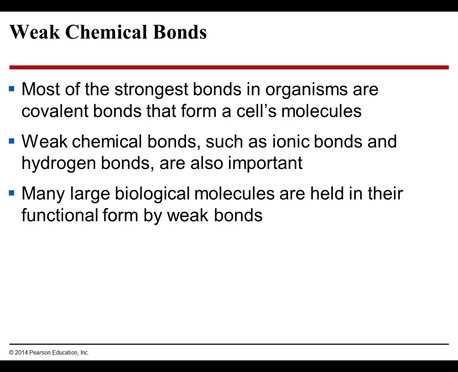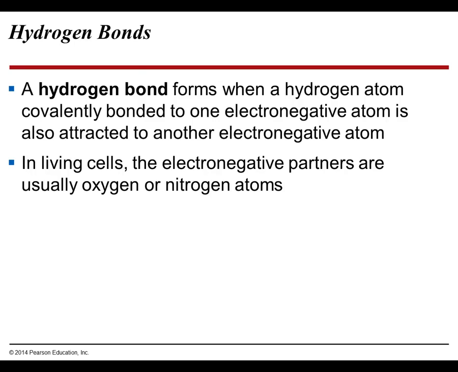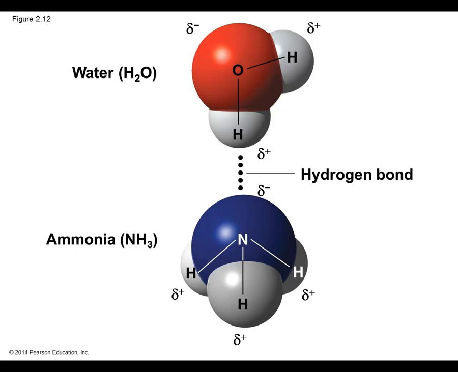Of equal biological importance are weak chemical bonds. So we'll discuss a few of those. First will be the hydrogen bond. Backing up here, our strongest bonds in a living system are covalent bonds, but the weak chemical bonds, of which ionic bonds are considered weak because water breaks up or weakens them, and hydrogen bonds are both important.